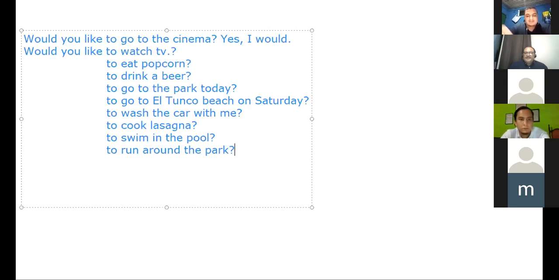Yes, okay. If you see here, the limit in this kind of question is the imagination and the vocabulary, right? Because you can use verbs. Would you like to study? Would you like to sit down? Would you like to sleep a couple of hours? Would you like to sleep 20 minutes? Would you like to drive? Would you like to talk to your friends? Would you like to chat in this moment? Would you like to play a game? Would you like to get a new job?